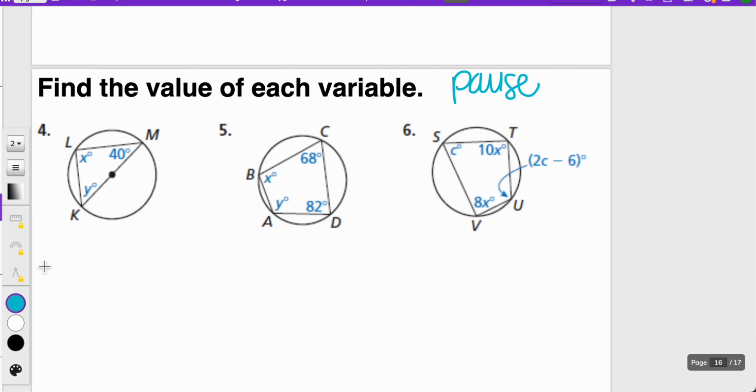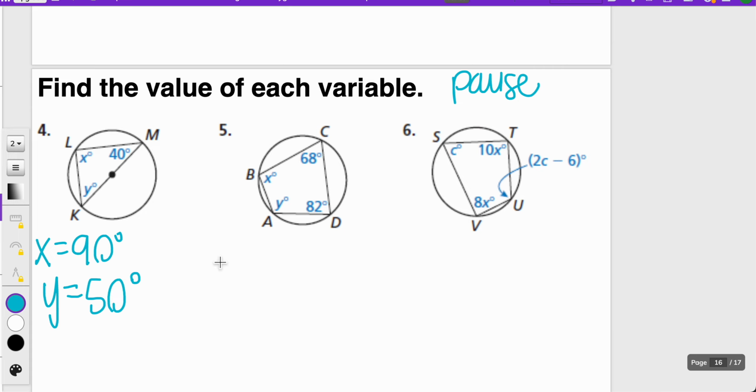All right, so for my first one, angle L, or letter X, is equal to 90 degrees because it's across from the diameter. And then to find Y, I just have to find the remaining piece. 90 and 40 is 130, so Y should be 50 degrees, okay?